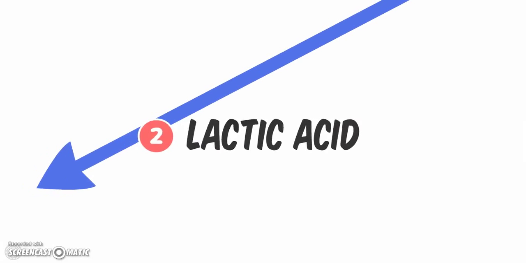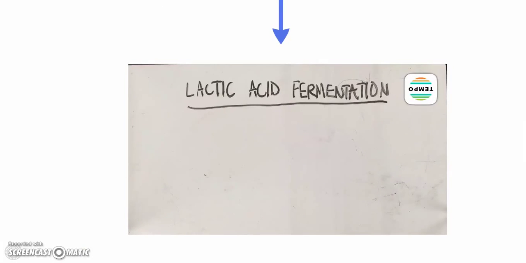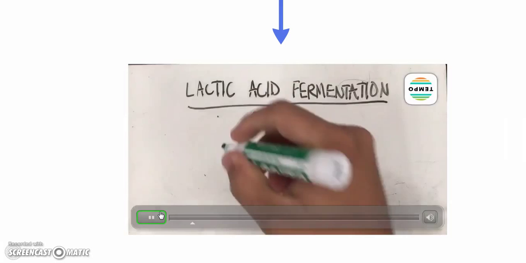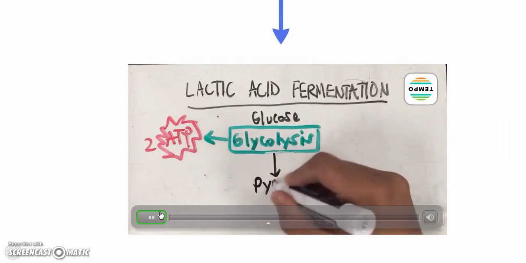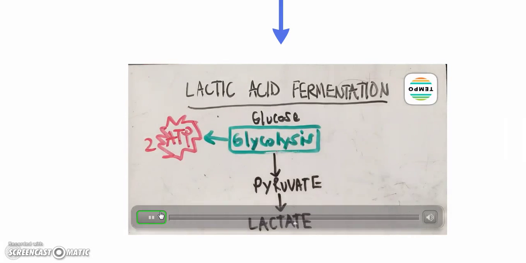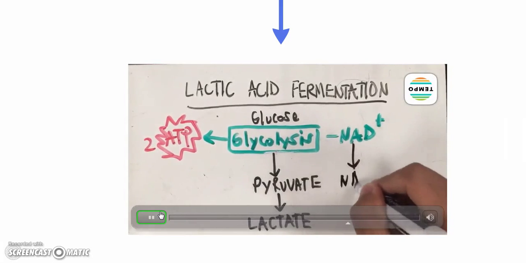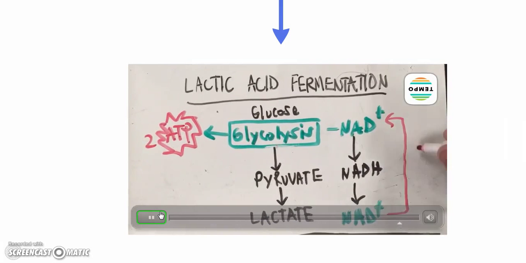Lactic acid. So in lactic acid fermentation, the pyruvate is reduced directly by NADH to form lactate. So this is just an example, a short time lapse that we have on lactic acid fermentation. First, glucose goes into glycolysis, and then 2 ATP is always produced from glycolysis. Then the pyruvate is formed, and then it is transferred to lactate. And again, the NAD+ adds an electron, becomes NADH, which then loses an electron to lactate, and thus the whole process can start over, creating more ATP.